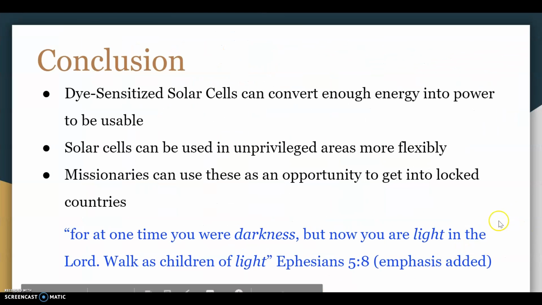In conclusion, dye-sensitized solar cells can convert enough energy into power to be usable and feasible to be used on a bigger scale. They can provide electricity for these people who have no access to electricity, can improve their lives, and could open up doors for missionaries wanting to reach these people who don't have Jesus and don't have some of the luxuries that we have in the United States.